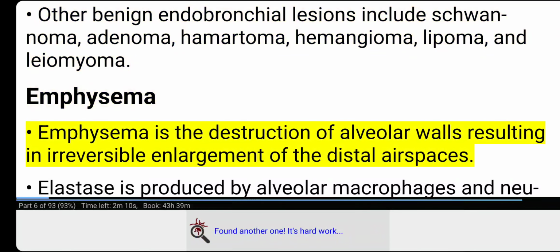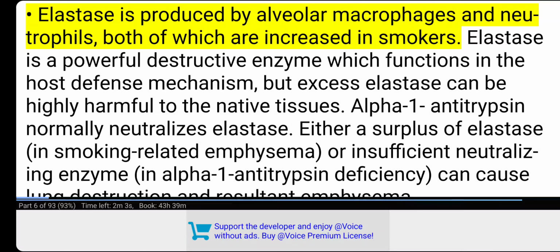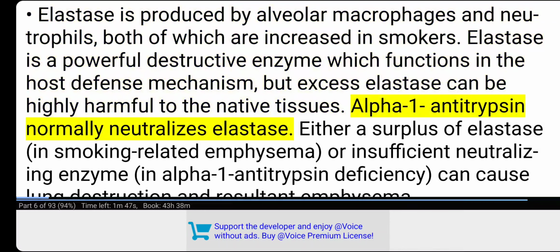Emphysema. Emphysema is the destruction of alveolar walls resulting in irreversible enlargement of the distal airspaces. Elastase is produced by alveolar macrophages and neutrophils, both of which are increased in smokers. Elastase is a powerful destructive enzyme which functions in the host defense mechanism, but excess elastase can be highly harmful to the native tissues. Alpha-1 antitrypsin normally neutralizes elastase.